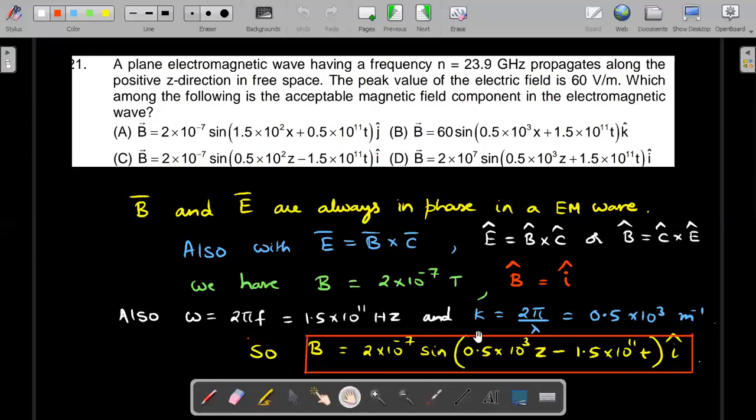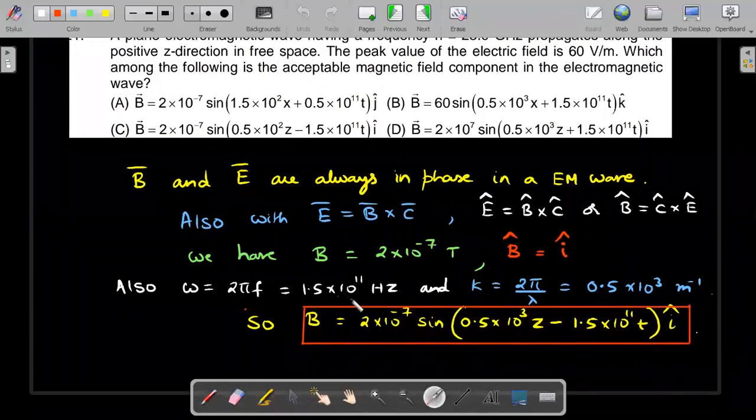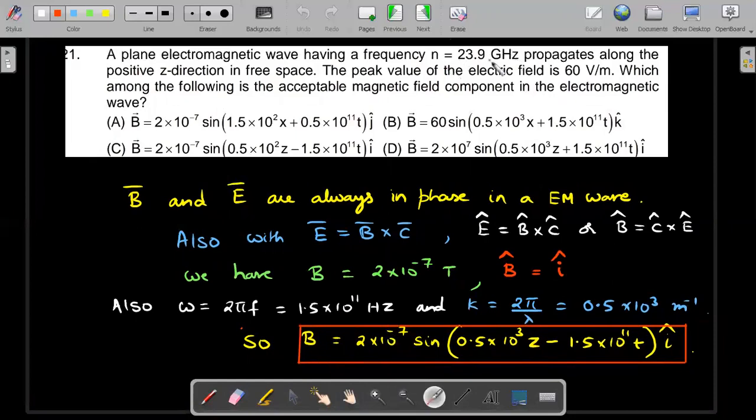And one very important thing is that omega is 2 pi f. If you convert, then you'll get 1.5 into 10 power 11 hertz. And the K value that you are going to substitute here should be 2 pi by lambda, and the lambda can be found from the frequency. When you do that, surprisingly, you end up getting 0.5 into 10 power 3 meter inverse, which doesn't fit here. It fits here, but it doesn't. So the actual answer that should have been printed should be this. So none of the correct answers are present. It should be this one with a 10 power 3 actually. So there was no answer in this particular problem. Okay, right. Next one.